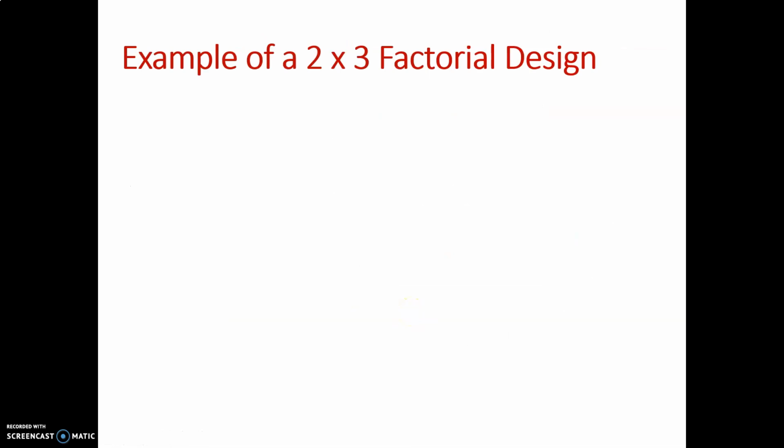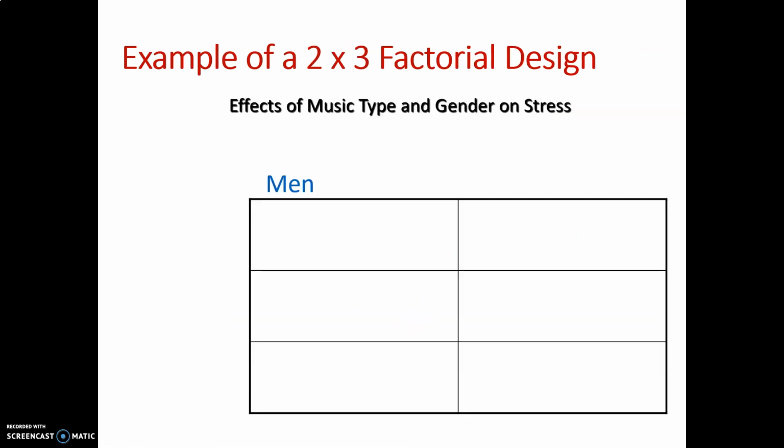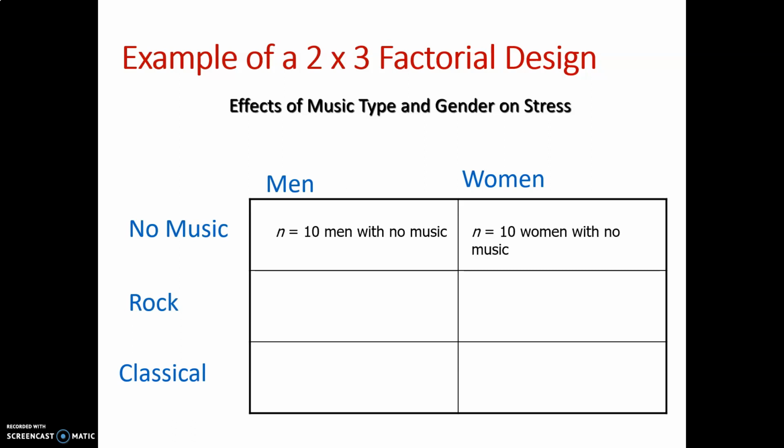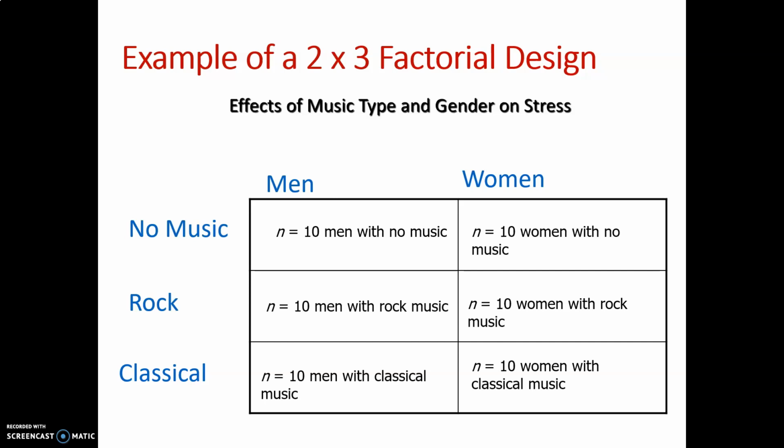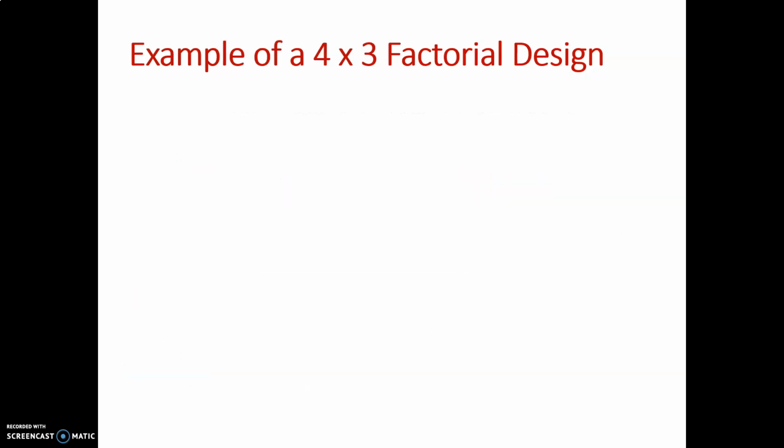If we had a 2 by 3 factorial design, maybe we have a study that has 2 levels of gender for its first factor, and a second factor about music with 3 levels: music, rock, and classical. In this case, we'll need people in each of these conditions, 2 times 3 equals 6 conditions, to get to our total sample size and answer all the questions of our study.